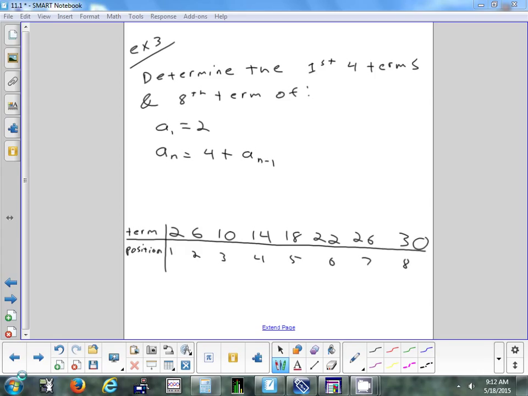Does anybody see the explicit pattern? I was just looking at it quickly. Yeah? You add 4 each term before it? Well, that's the recursive pattern, adding something before it. But let's say I said, tell me the 3,756 term. If you know the explicit sequence, you can do that with your calculator in under 3 seconds.